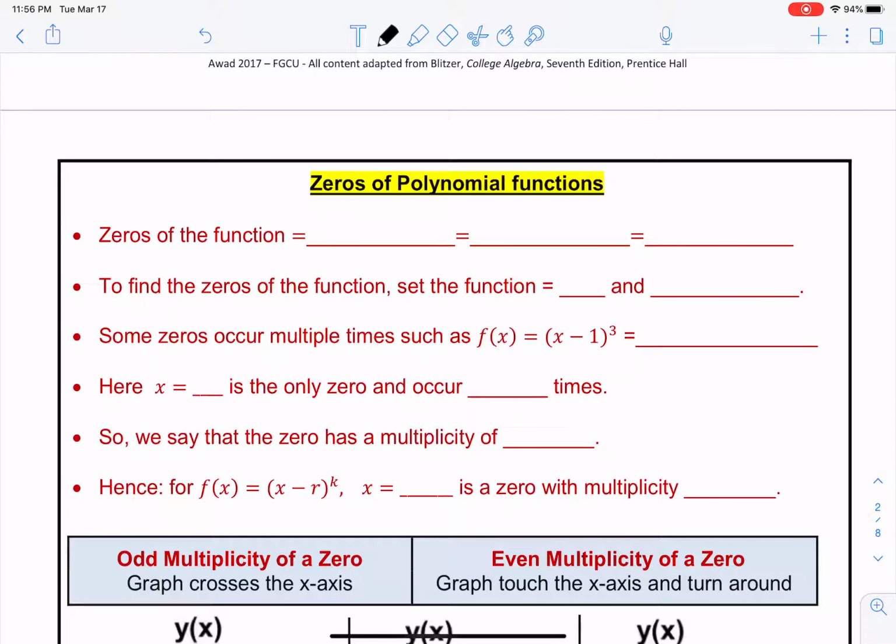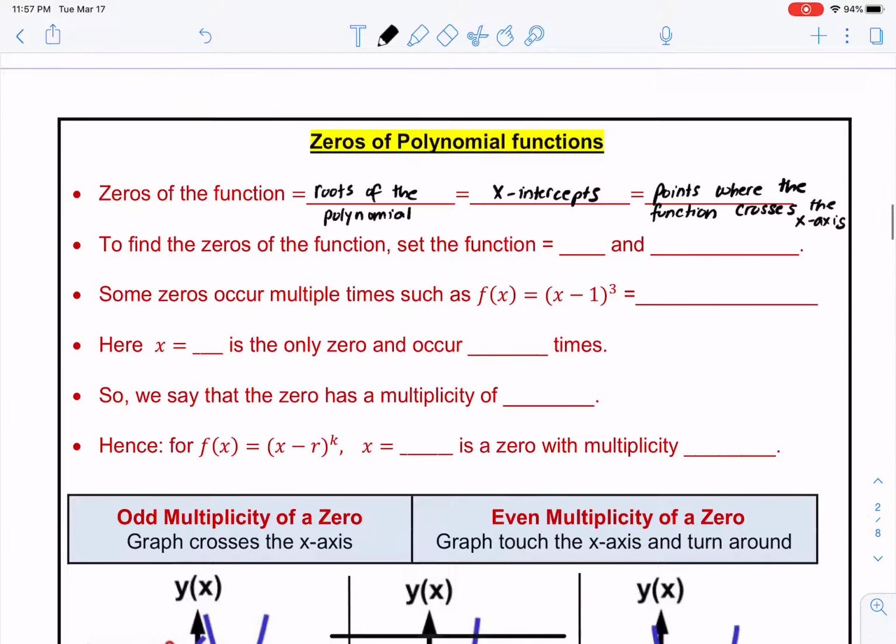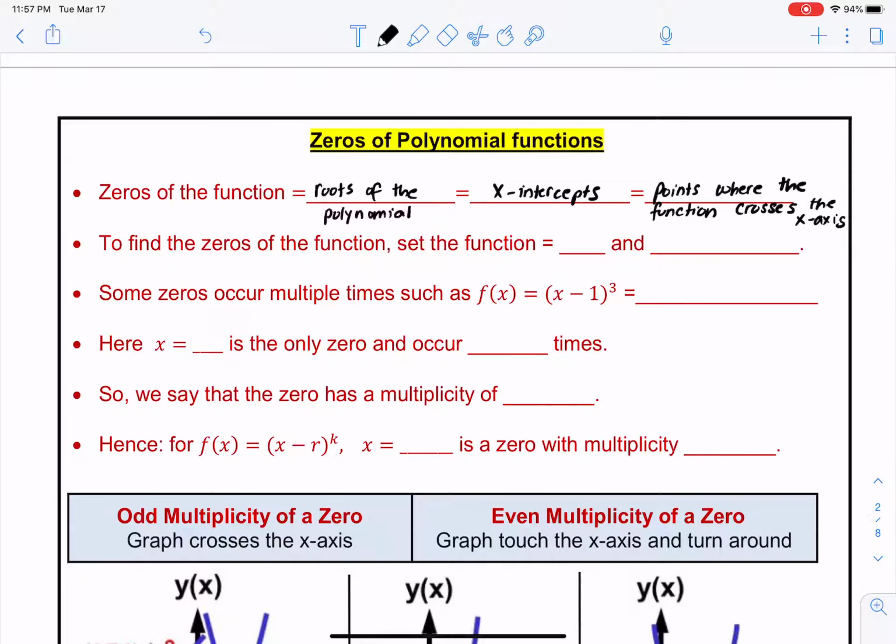The zeros of the polynomial function are simply the roots of the polynomial, which are simply the x-intercepts of the function, which is the same as the points where the function crosses the x-axis. So to find the zeros of the function, we are pretty much finding the x-intercepts. So as the standard rule of thumb, you set the function equal to 0 and you solve for x, and that is going to give us all the zeros.